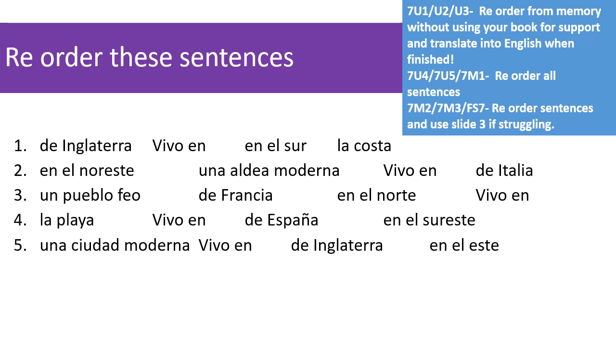So we've got de Inglaterra, of England, vivo en, I live in, el sur, in the south, and la costa, the coast. This could also mean I live by. So we've got vivo en la costa, I live by the coast, en el sur, in the south, of England. So really think about it, you can't mix up the chunks. It would have to be Inglaterra as one chunk. Have a go at that again at the end of the lesson. You can mark that slide.